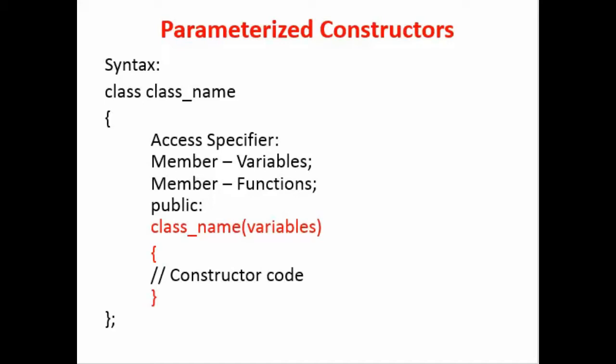Syntax of parameterized constructor. While writing the parameterized constructor, the class name and constructor name must be the same. As you see in this example, we highlight the parameterized constructor with red text. The class name and constructor name must be the same. Under the definition of the parameterized constructor, we have to pass the variables.